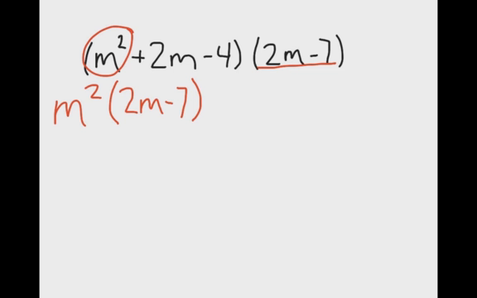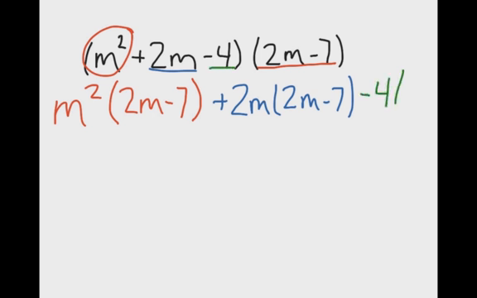Next we take our second term, 2m times 2m minus 7. And then we take our third term, negative 4 times 2m minus 7. Okay. Now we're going to multiply just like we did in the last section. This is just multiplying multiple monomials times a polynomial.